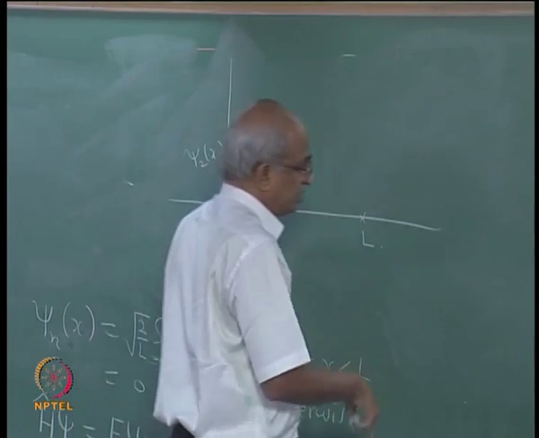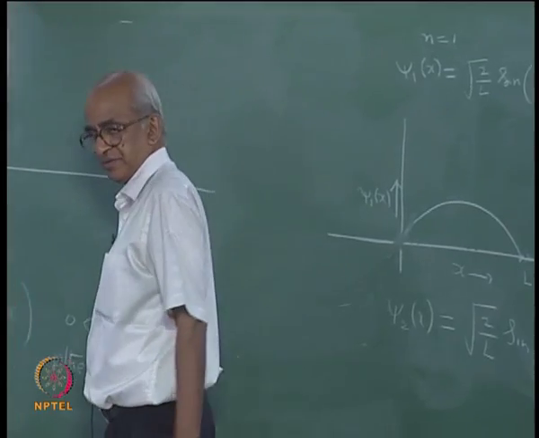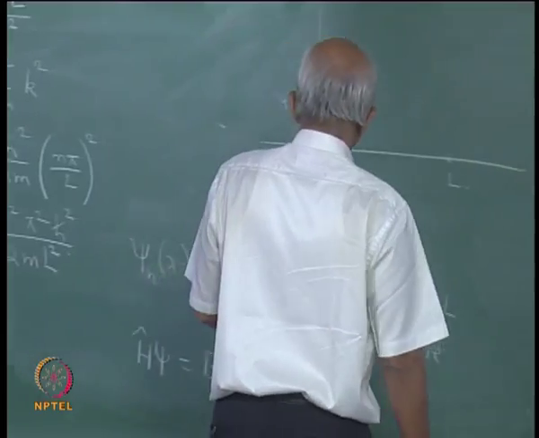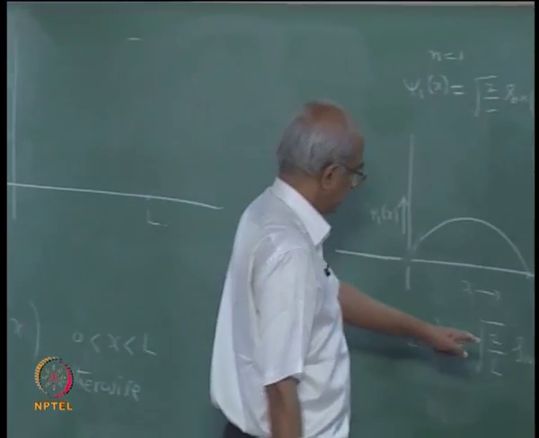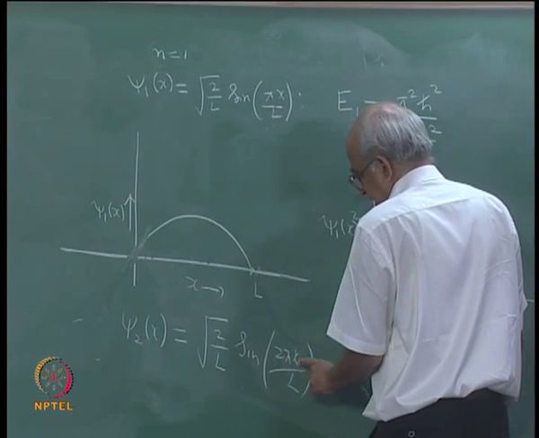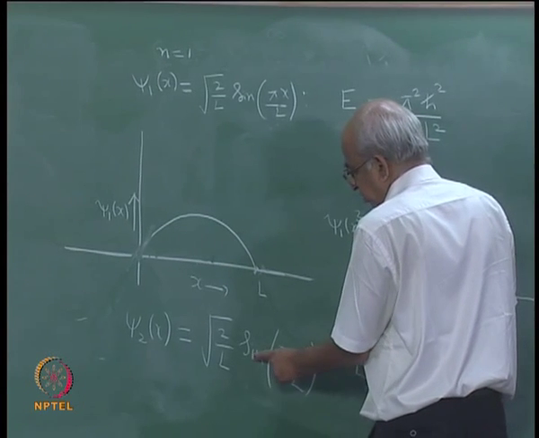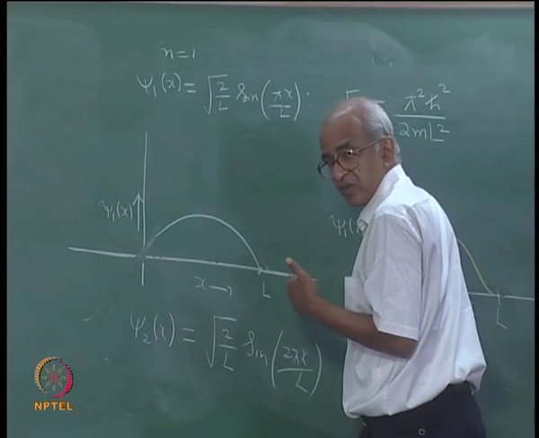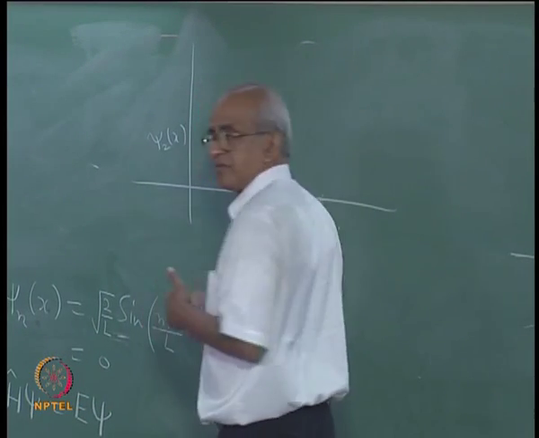Well, it is actually quite simple. At the boundaries of the box, the function has to vanish, but in addition to the boundaries, if you look at this function, where did I write it? Here is the function. Suppose you look at the function at the middle of the box, at x equal to L by 2. If you put L by 2 here, you are going to get sine of pi, which is 0. So, that means at the middle of the box also the function is 0.